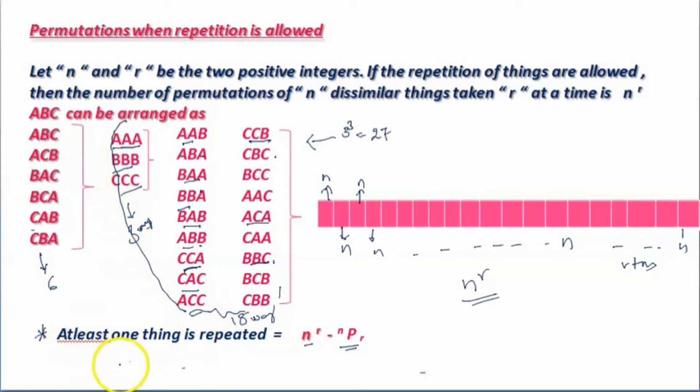So at least one kind is equal to total minus none of them is repeated. At least one thing occurs, total minus none of them occurs. At least is equal to total minus none. At least one thing occurs is equal to total minus none of them occurs repeatedly.